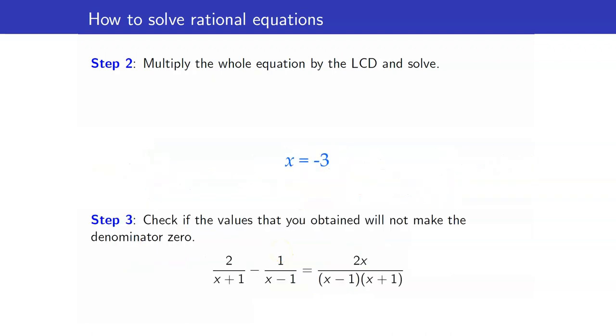For our last step, do not forget to check if the values that you obtained will not make the denominator 0. Since our x is negative 3, this will not make the denominators 0. If you have a denominator of x plus 3, that's the only case when you will have a denominator of 0. But in this case, we're good. Do not forget, class, to do this last step for rational equations checking, because it's possible that you will get extraneous solutions, meaning to say you get values for x, but when you substitute it to the equation, it will not make the equation true. So be careful with that. Do not forget to check.